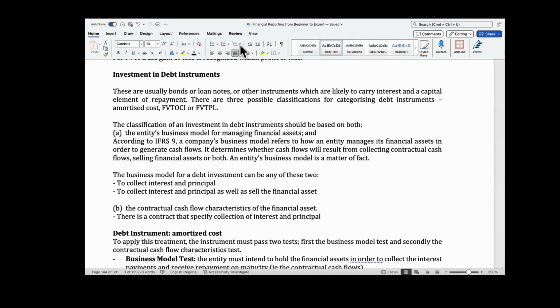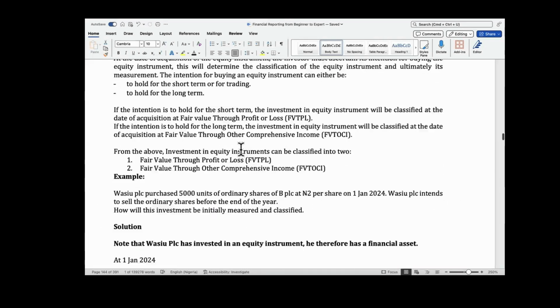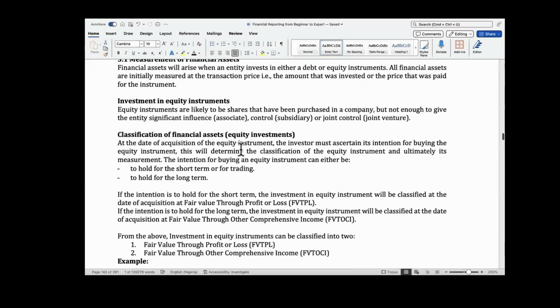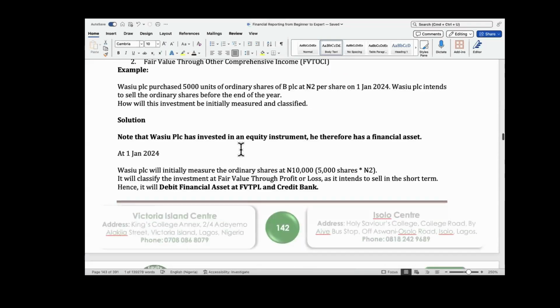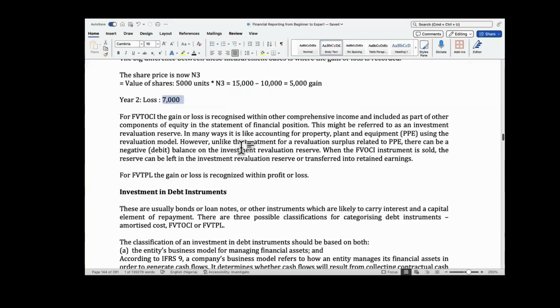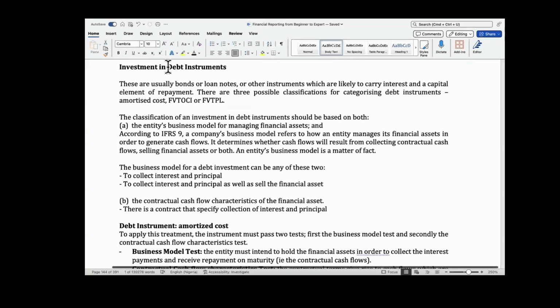Okay, so that is everything for equity investments. It's quite straightforward, and I promise you, it's no more than this. So if you know this, you know all. And I'll also send you some questions for you to practice and send back to me. But this is everything. So let's go to debt investments.